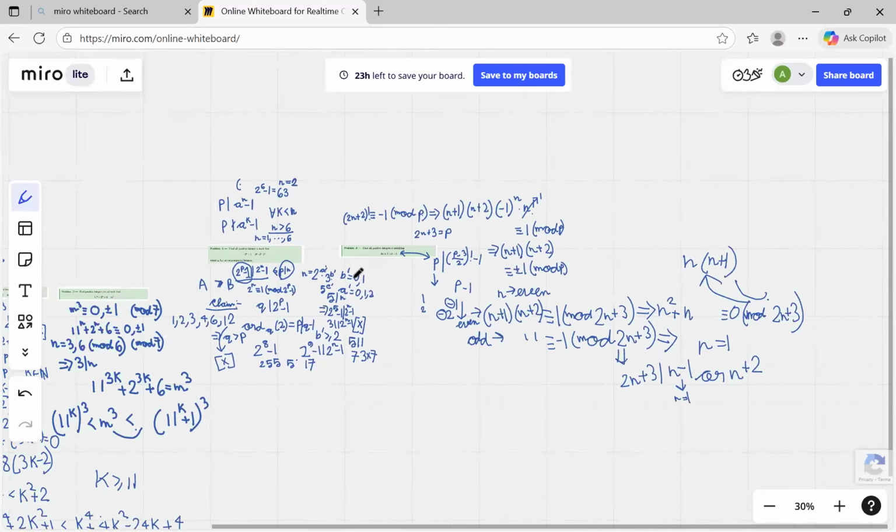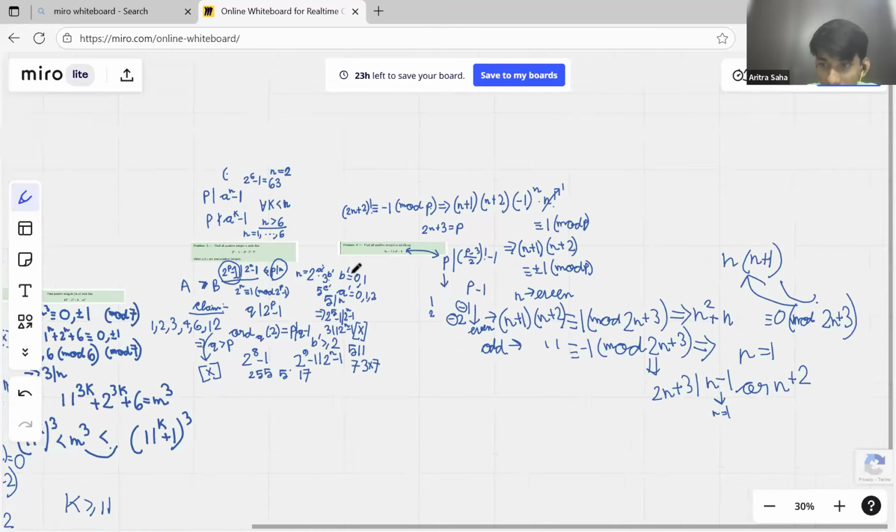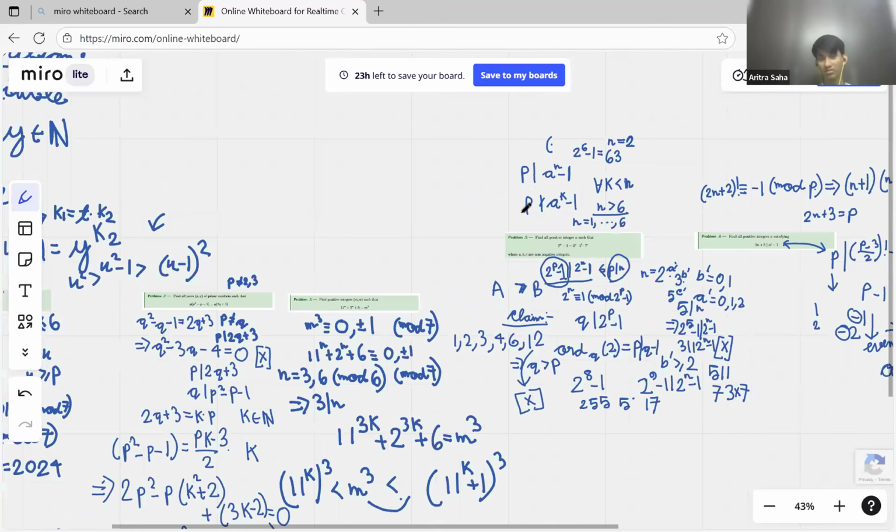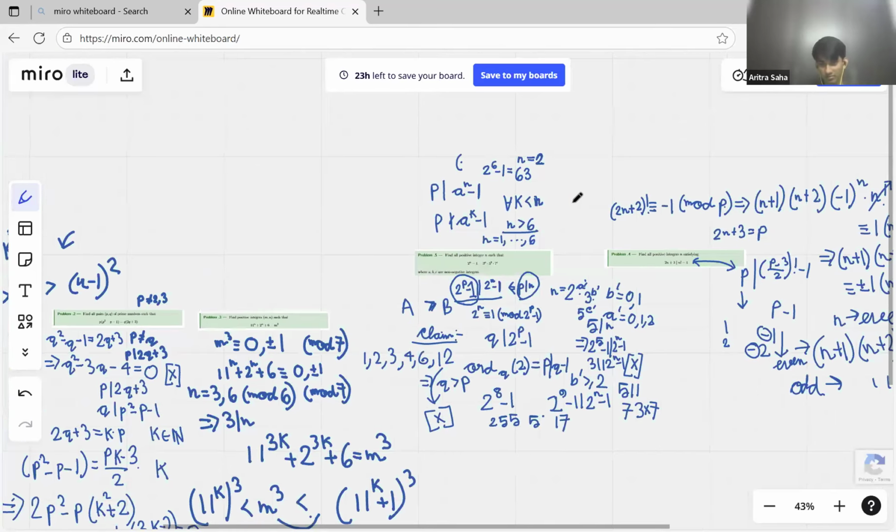Okay. Any problems with these two problems? Any issues with these two? I will check the chat quick. How did you get n plus 1 times n plus 2? Can you repeat what you said, Tanishka? How did you get n plus 1 times n plus 2?